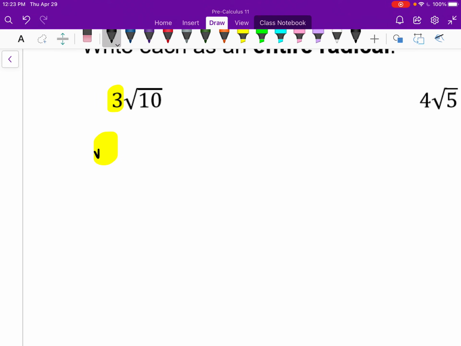So I have to think, the square root of what equals 3? Well, the square root of 9 equals 3. Once I have that, I am multiplying 2 of the same type of radical. So root 9 times root 10 is root 90. And again, here is our entire radical.